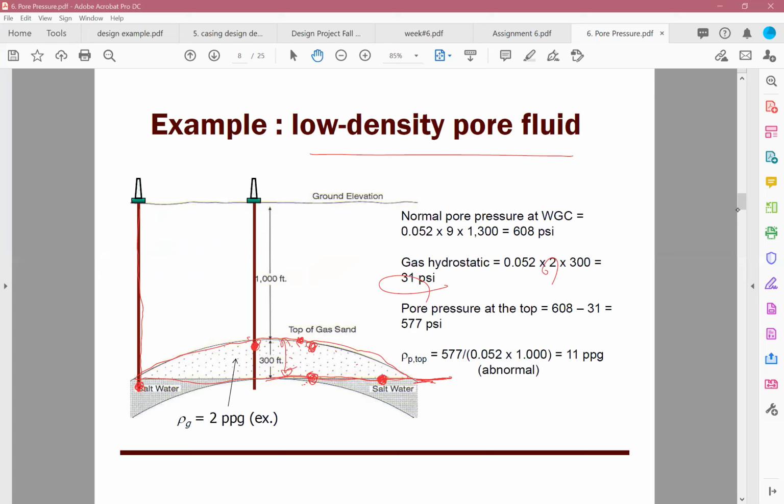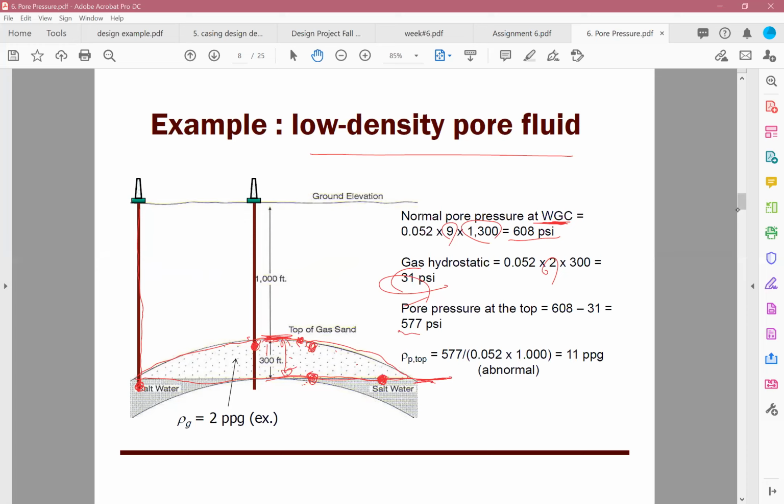Because you can see here, for example, the pressure at water oil contact, water gas contact. This means water gas contact, which is here, is 0.052. Normal pore pressure gradient on that area is 9. The depth is 1300 feet, so the pressure is 608 psi. Now the gas hydrostatic, which is 300 feet column of gas, is only 31 psi. So the pressure at this depth is 577 psi.